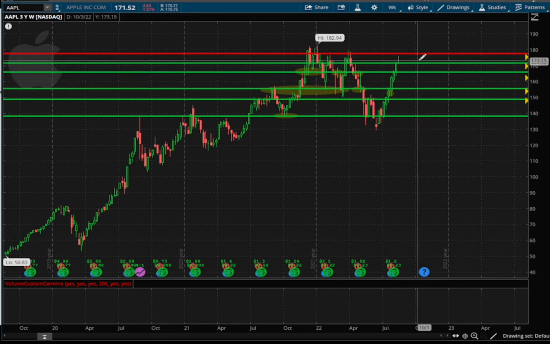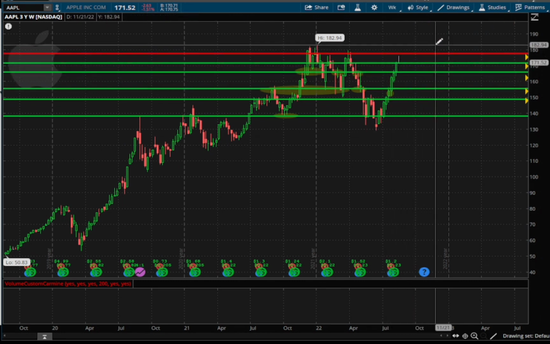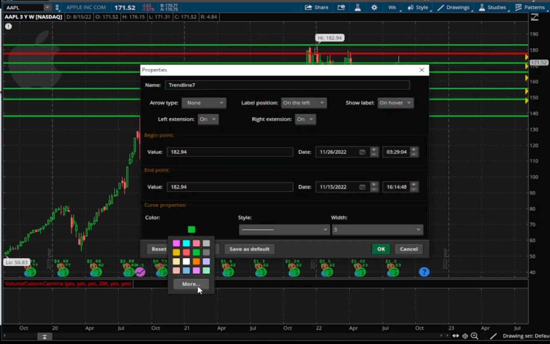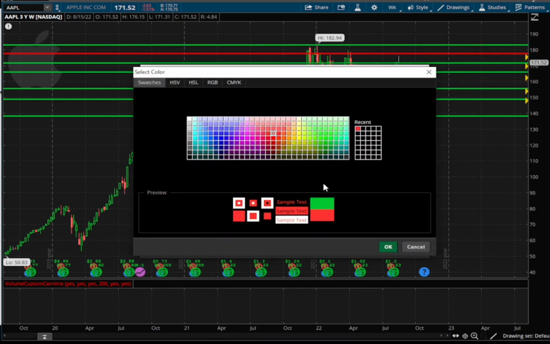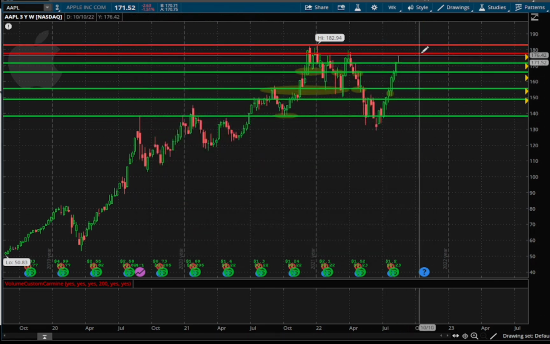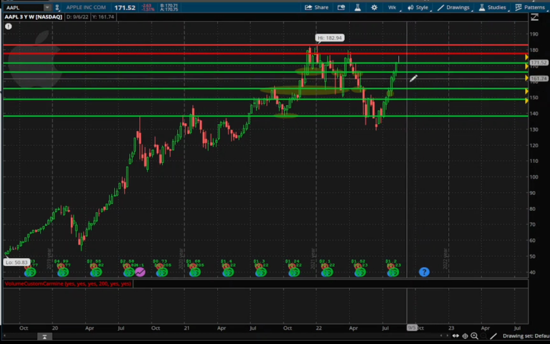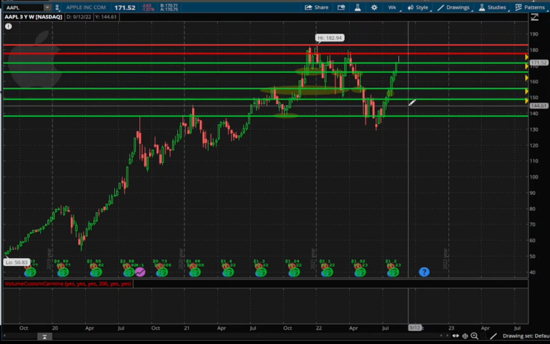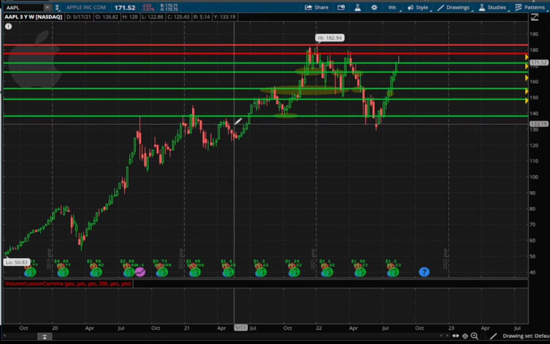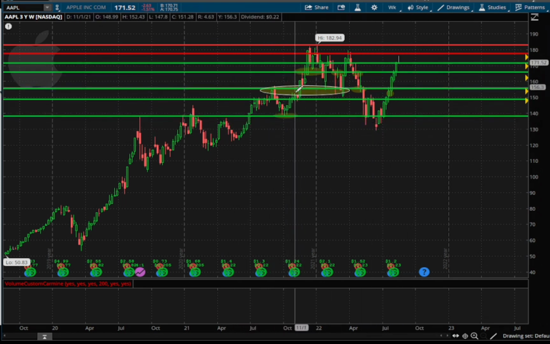Okay, so let's draw this resistance line right here. That's big resistance. All right, so support and resistance is pretty much common sense, self-explanatory. Some people call it supply and demand. Demand meaning this is where the stock is in demand. This is where people want it. They want to buy it, and it goes up.